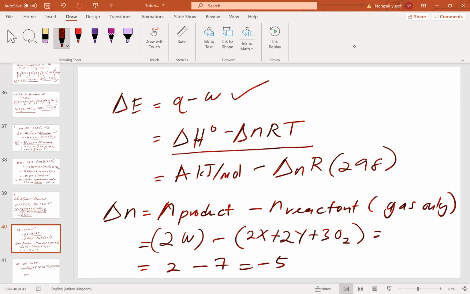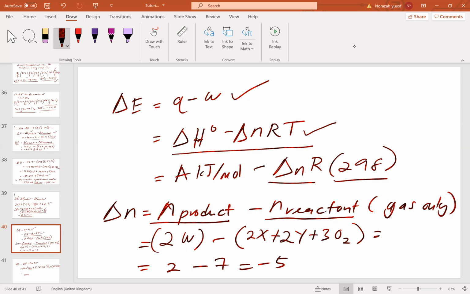Okay, delta H naught minus or plus depends on whether the work is done by the system, or the work done on the system. And we can calculate delta N, which is the mole of gases of the product minus the mole of gas of the reactant. And you can use this formula, delta H naught minus delta N times R times T. So R is 8.314. Okay, make sure that you know the right unit. And T is 298 Kelvin.